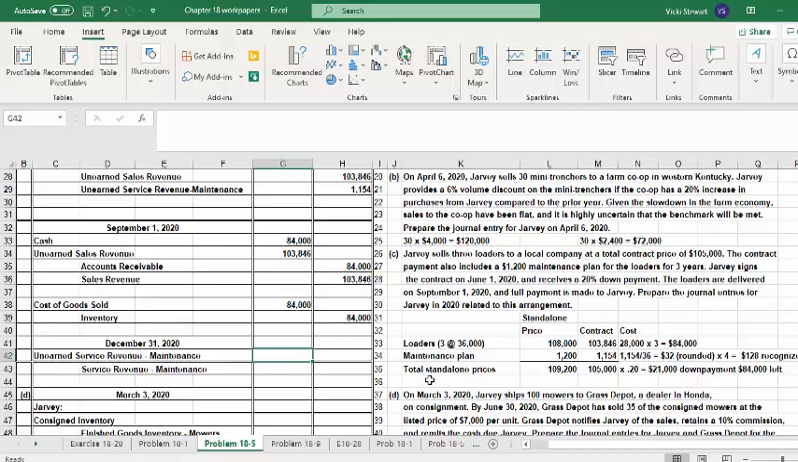At the end of the year, we would need to recognize the portion of the maintenance contract since the time that the loaders were delivered on September 1st. The total maintenance plan had allocated $1,154. This is a 3-year plan. We need to know the amount that has expired for 4 months. So we would take the total price, $1,154, divided by the total of 36 months, and that gives us approximately $32 rounded for each of the months. We would multiply that by 4 months, and that gives us $128 of service revenue for the maintenance contract that we would need to record for 2020. So we would debit unearned service revenue maintenance for $128, and we would credit service revenue maintenance for the same amount.